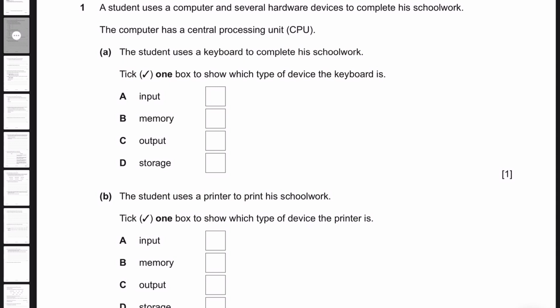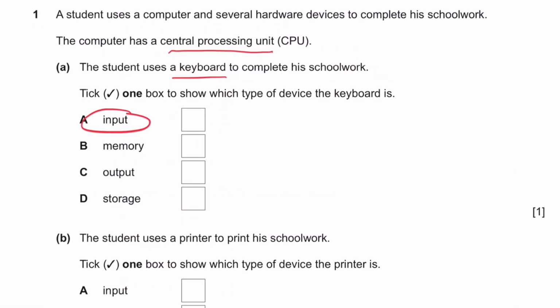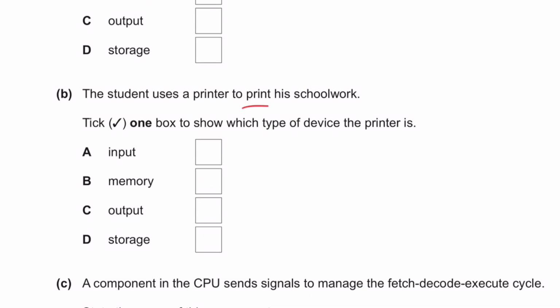A student uses a computer and several hardware devices to complete his schoolwork. The computer has a central processing unit, CPU. The student uses a keyboard to complete his schoolwork. Tick one box to show which type of device the keyboard is. Well, it's obviously an input. It's not a memory, output or storage device. The student uses a printer to print the schoolwork. A printer is obviously an output device.